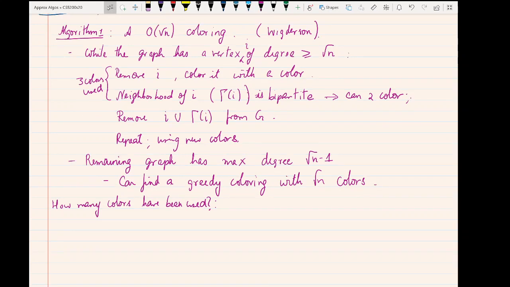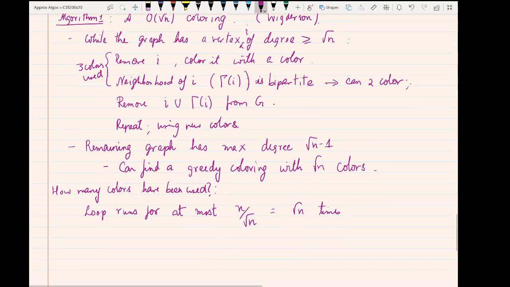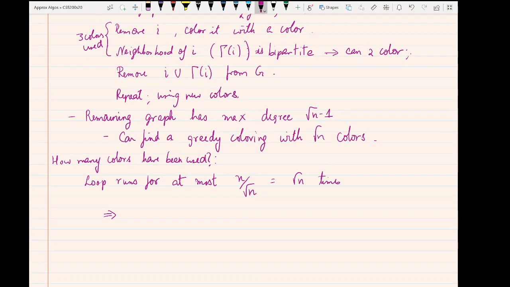Well, how many times can the loop run? Notice that at every iteration of the loop, I'm reducing the number of vertices in the graph by square root n, and there are at most n vertices in the graph. So the number of iterations of the loop is at most square root n. In each iteration, I'm using 3 colors. So the loop execution uses 3 times square root n colors.